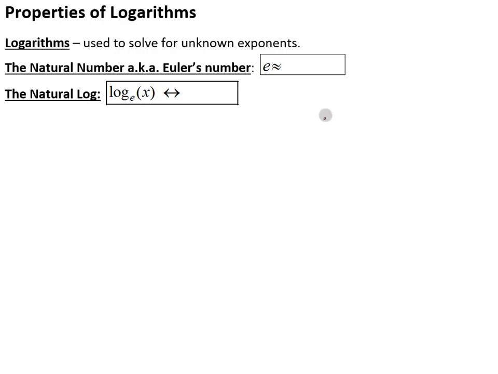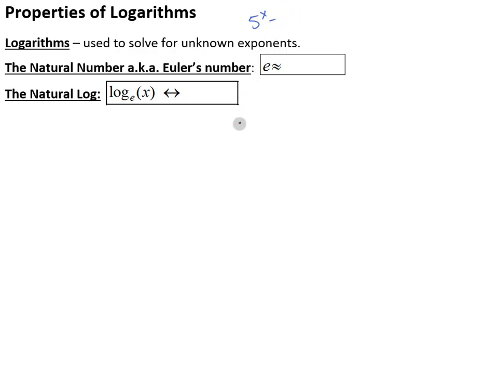All right, exciting stuff today. We are going to learn all of our properties of logarithms. And what are logarithms again? Just to stress it, those are used to solve for unknown exponents. When you are trying to solve for a variable exponent, like what power of 5 gives me 8, you need to use logarithms.